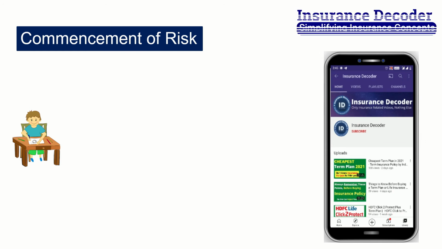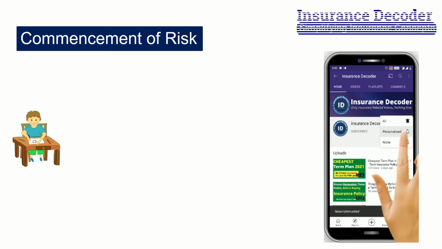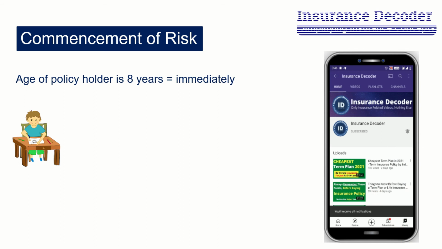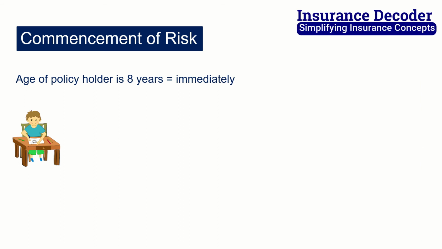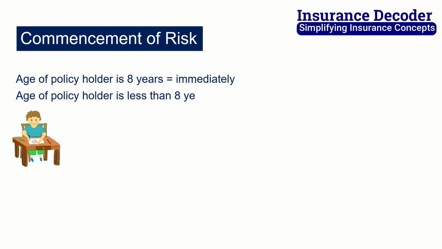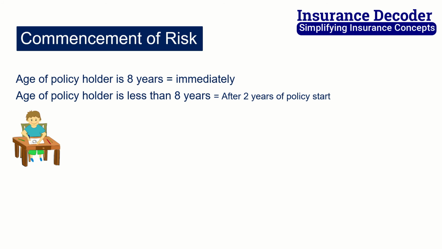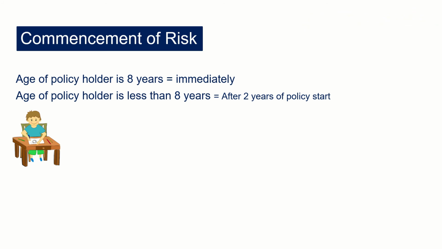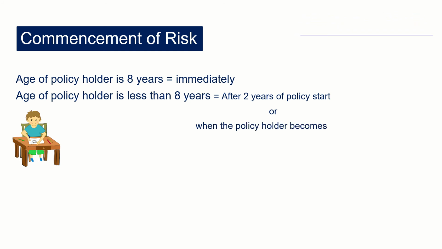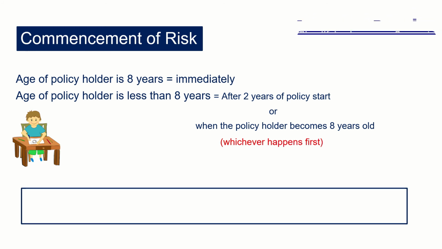So commencement of risk. Since this policy can be bought for a kid also, there will be a commencement of risk option as well. So if you have bought this policy for a child and he is 8 years old, then the risk commencement will start immediately. And if the child is below 8 years, then there are two conditions. The risk will start after 2 years of the policy starting date, or it will start when the child attains the age of 8 years. So whichever happens first, this will happen.